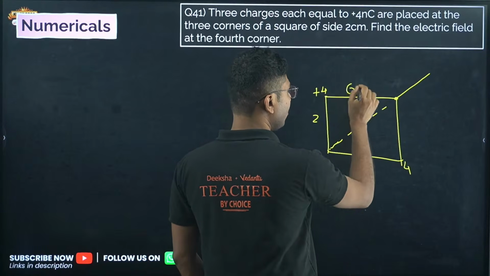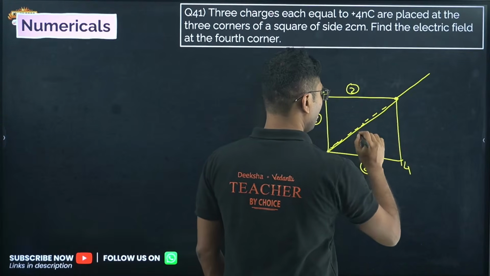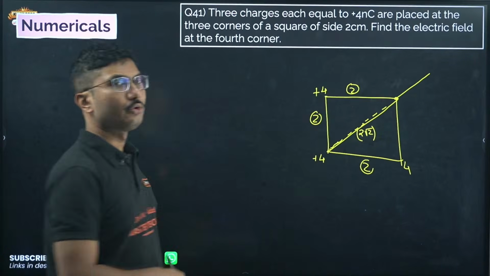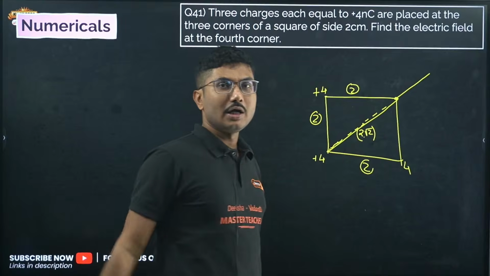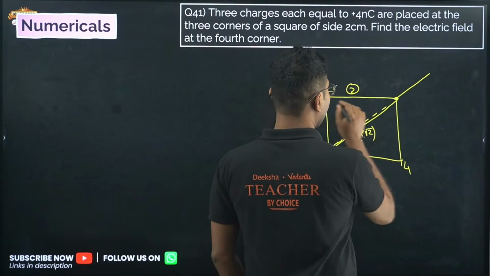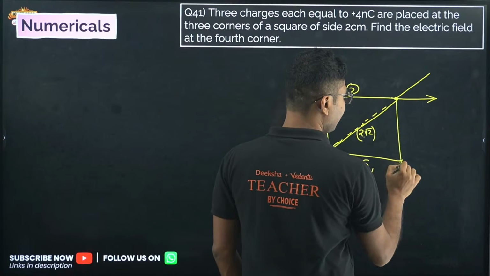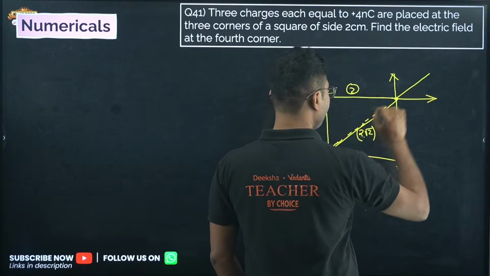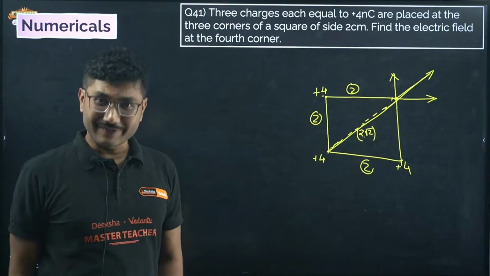So if this is 2, this is 2, this is 2, then this distance will be 2 root 2. This is a diagonal. So remember that diagonal for a square is any side into root 2. Now field due to this plus will be in this direction, field due to this plus will be in this direction, and field due to this plus will be along the diagonal. So all three are in different directions.